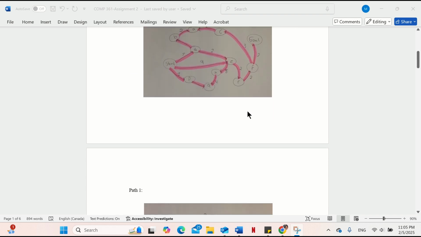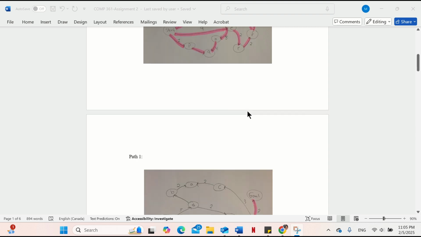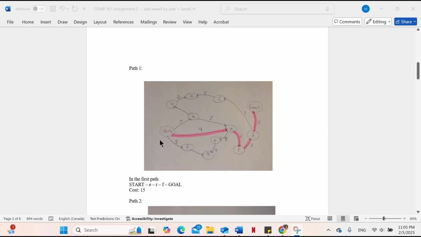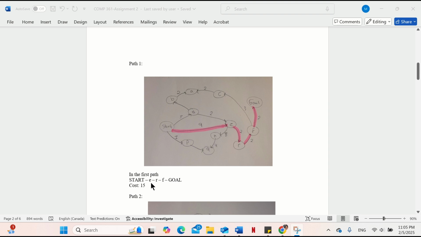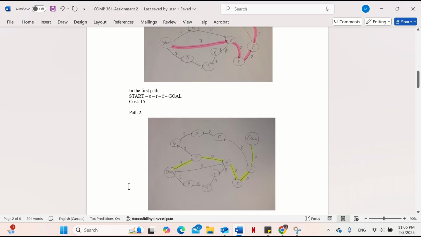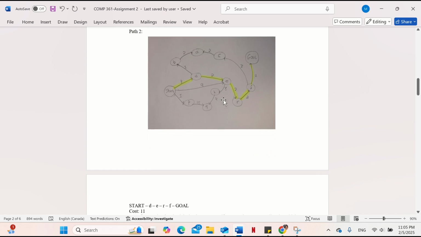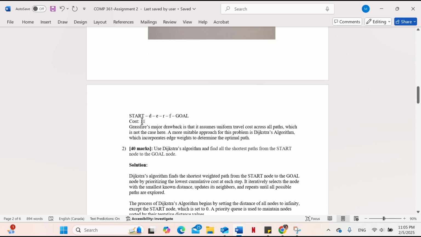Now, applying Grassfire to our problem, we get two possible paths. The first one would be from the starting point over here to E, from E to R, from R to F, and from F to the goal, which has a cost of 15. In the second path, from the starting point to D, from D to E, from E to R, from R to F, and from F to the goal, which has a cost of 11.